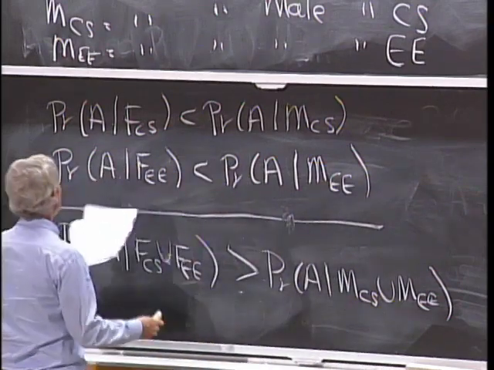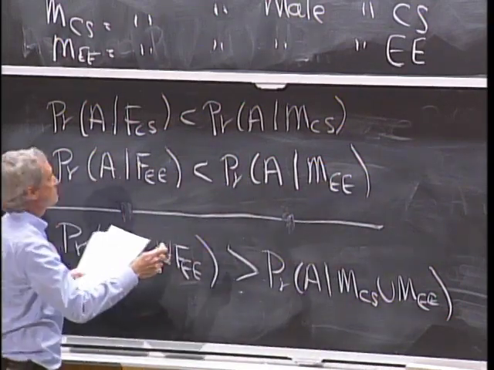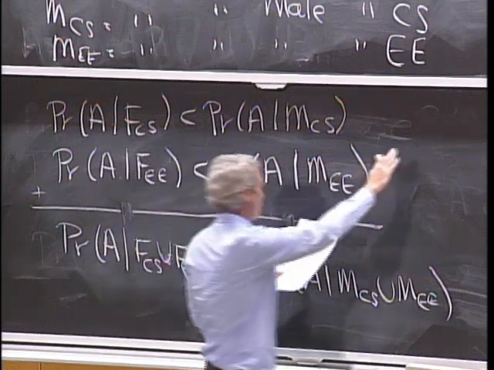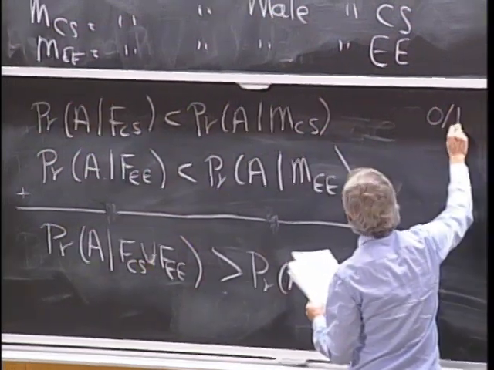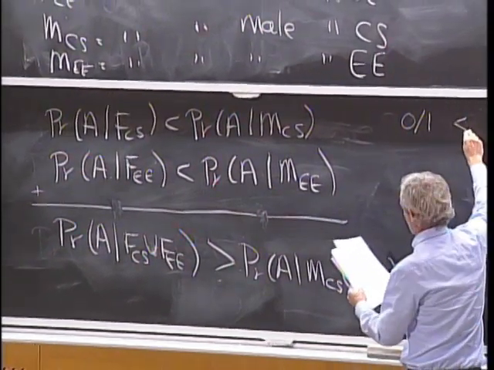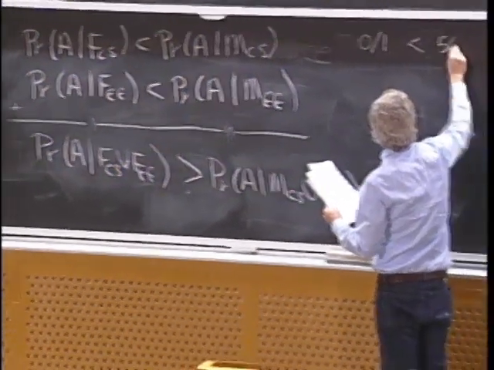Say that, let's do it over here. I'll put real values in over here. Say that for women in computer science, 0 out of 1 were admitted, compared to the men where 50 out of 100 were admitted.